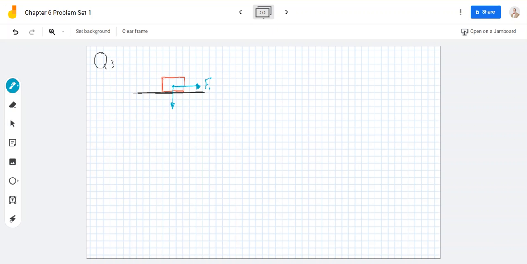Call this one F1, and we'll call this one F2. All right. Problem says, the horizontal force has a magnitude of 10 newtons is applied to the box, but the box does not slide. Then, as the magnitude of the vertical forces increase from 0, do the following quantities increase, decrease, or stay the same?